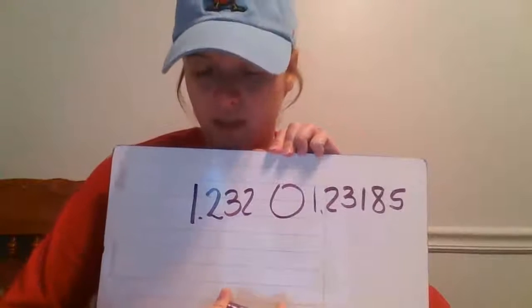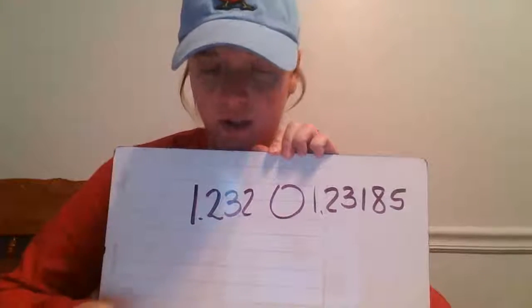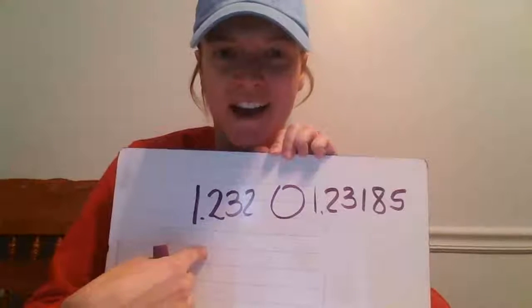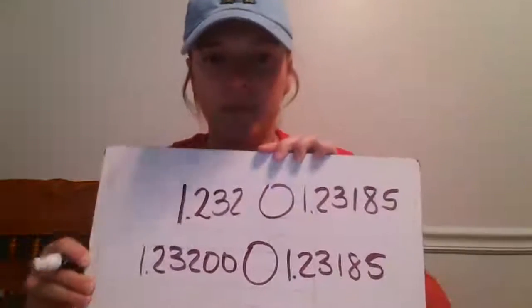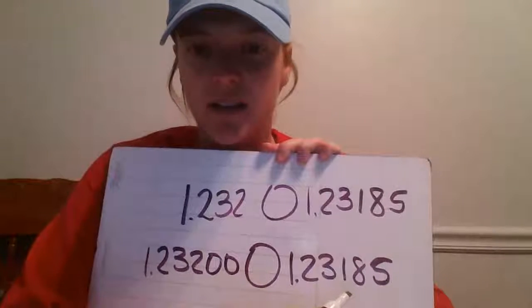Okay, and then, so to figure out which one is bigger, we need to make sure that we put all of our zeros. We need to make this number as long as this one. Okay, so since there's nothing behind this one, we have to put in zeros. So it's going to look like this. We're going to have 1.2320 compared to 1.23185.